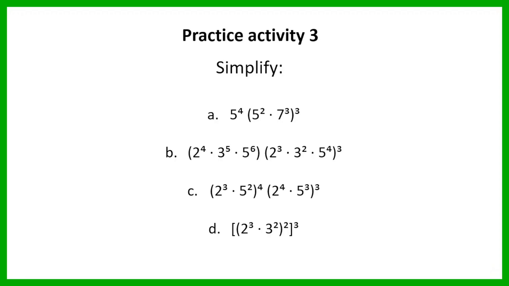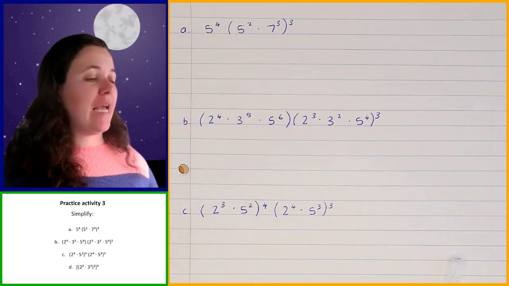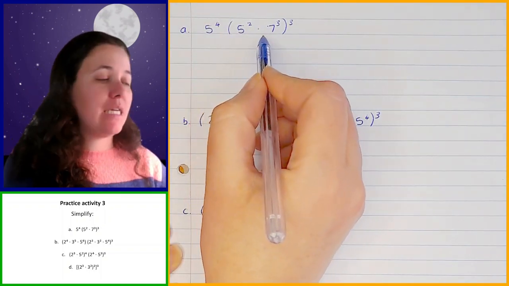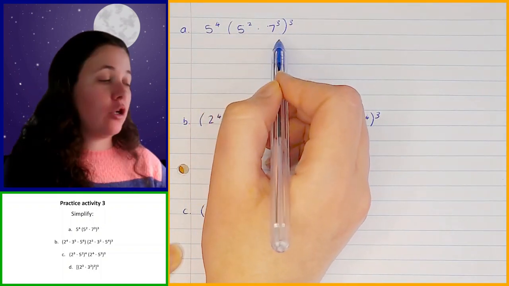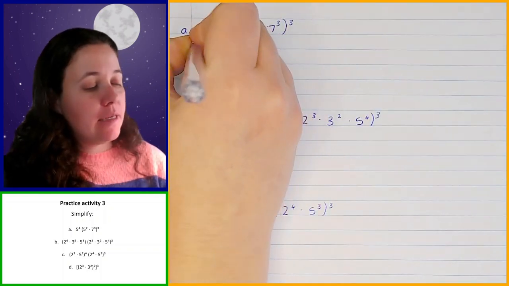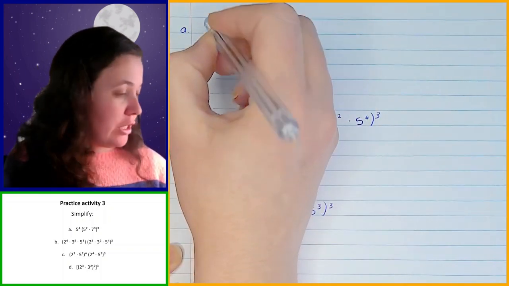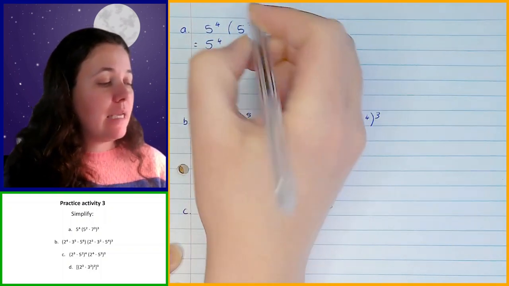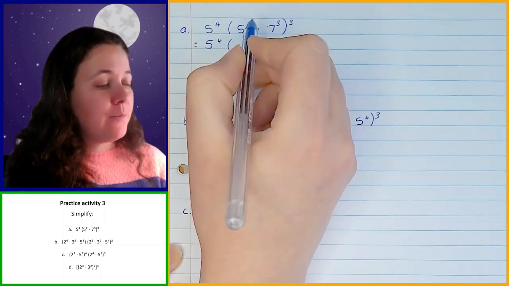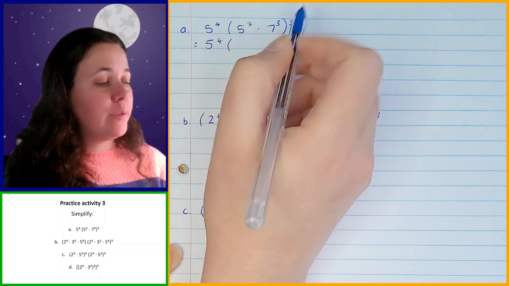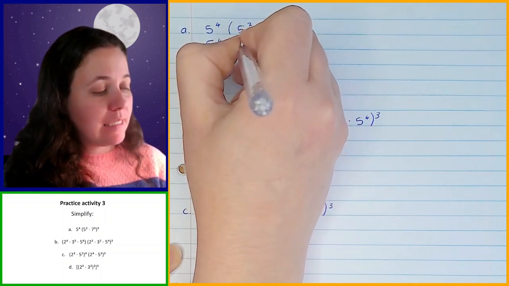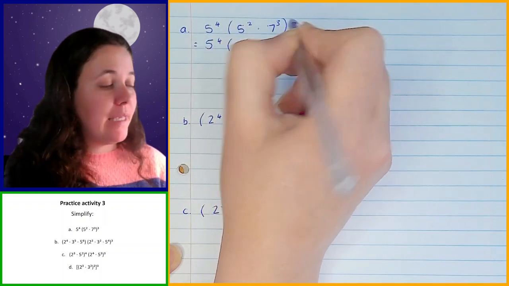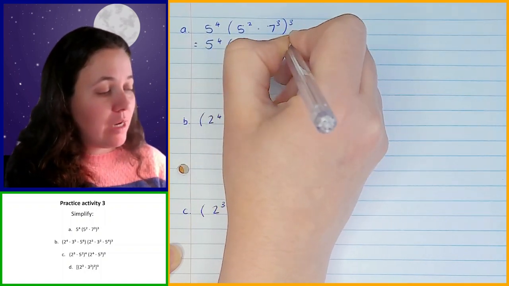Okay, so let's go through those examples. So question A, we had 5 to the power of 4, and then in brackets, 5 squared times 7 cubed, close the brackets, cubed. Okay, so first of all, the 5 to the power of 4, I'm not going to do anything to at the moment. But inside the brackets, I'm going to have 5 squared cubed is 5 to the power of 6 times 7 cubed, cubed again, is 7 to the power of 9.